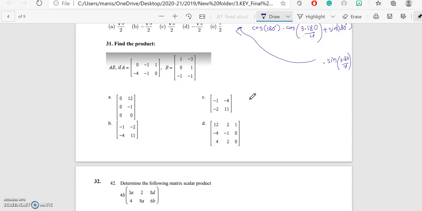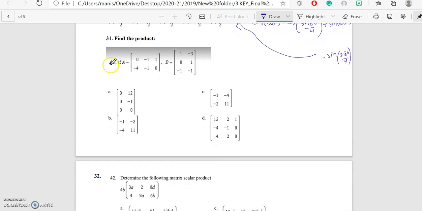Alright, now I'm on question number 31. This says find the product. You have learned this while you were in IXL, and I have already created videos on how to multiply these. So you have to use your notes, and then you can multiply and find the correct answer.